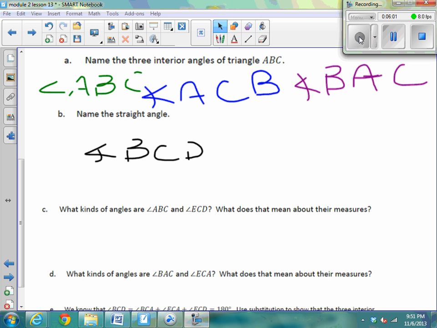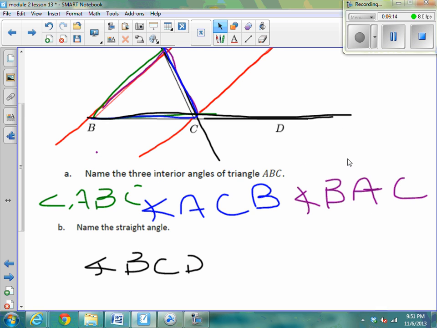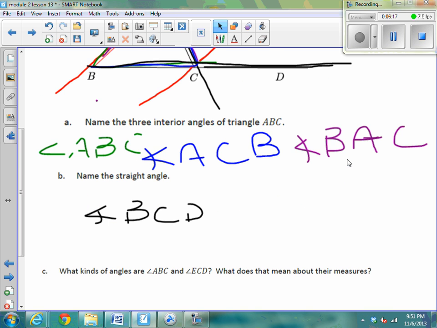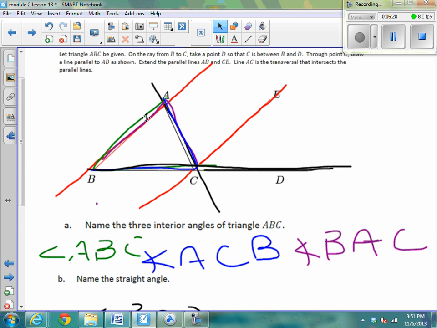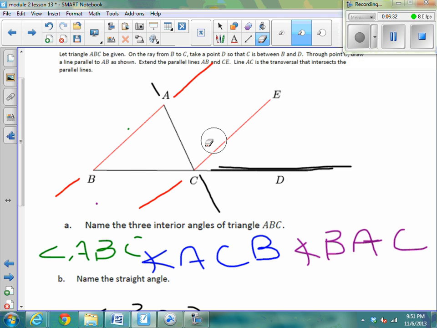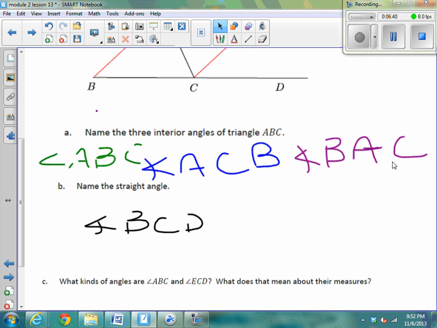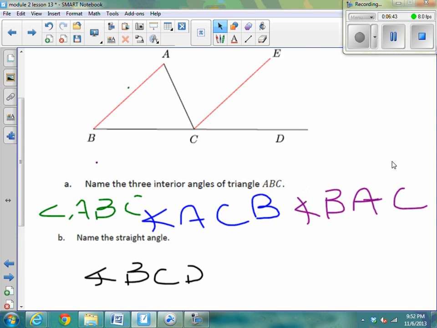The next question is, what kind of angles are angle ABC and angle CED, and what does this mean about their measure? So let's look carefully at those angles, ABC and ECD. I'm going to get rid of some of these color lines here because I think it gets distracting. So I'm going to erase some of these lines. Okay, so now we're back to the question, what kind of angle is angle ABC and EDC?